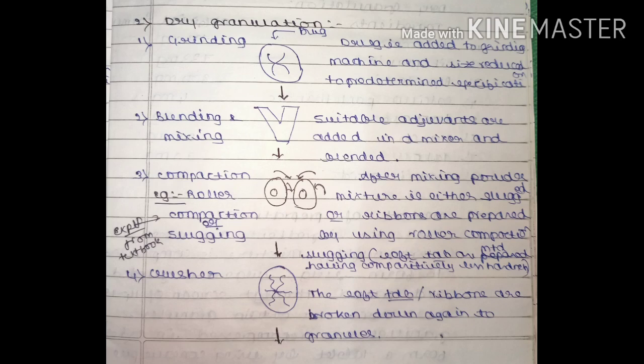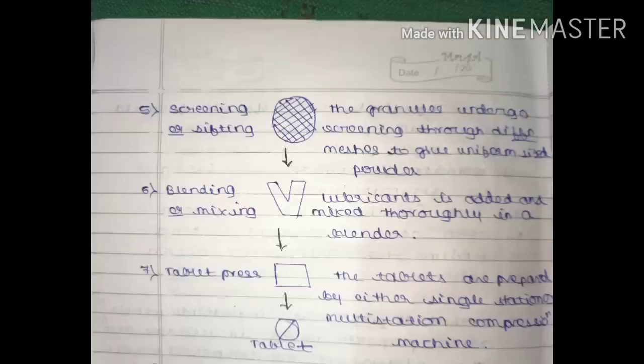After the formation of the ribbons or the slugs, it is subjected to the fourth step, crushing. In the crushing, the soft tablets or ribbons are broken down to form the granules. Now after the fourth step we have got the granules. In the fifth step we will subject it to screening or sifting.